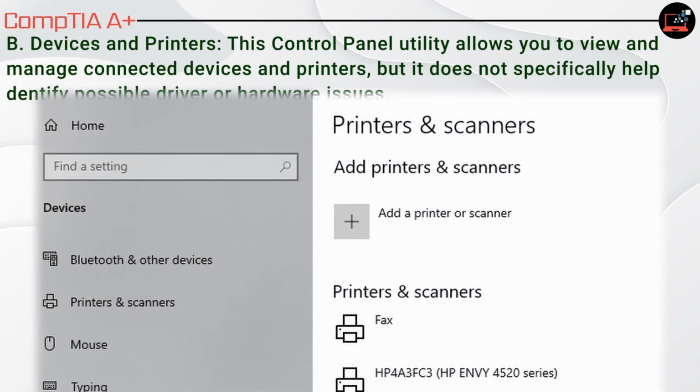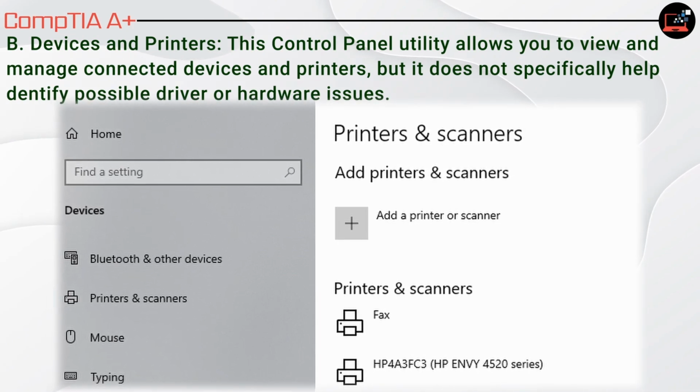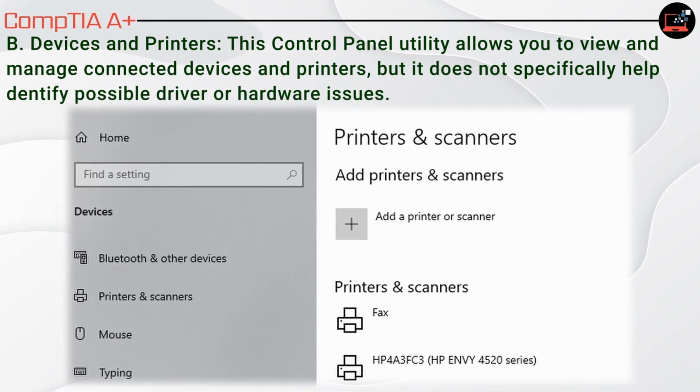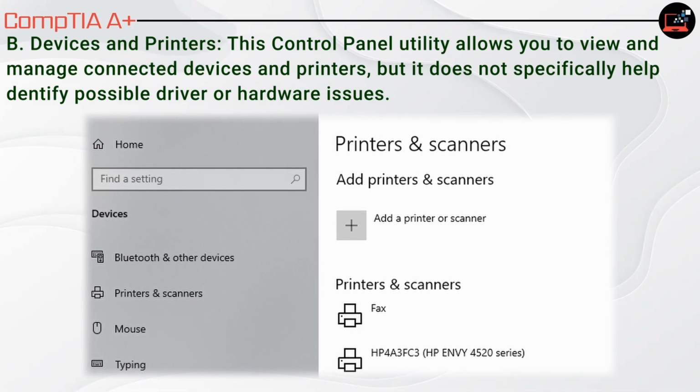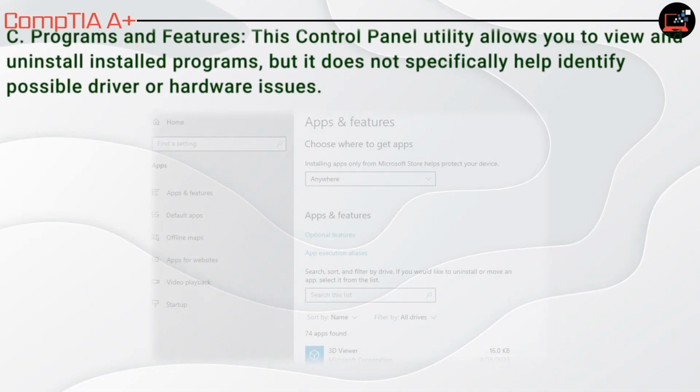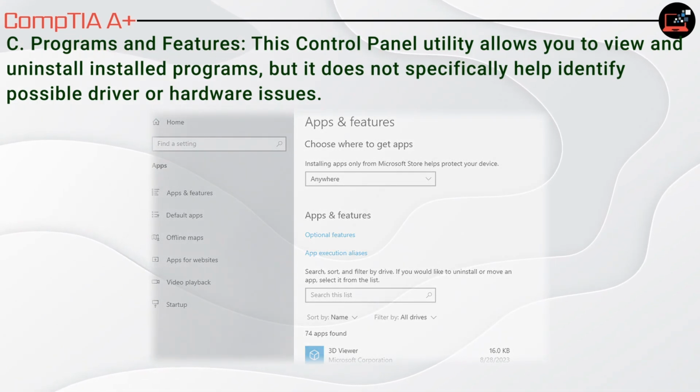B. Devices and Printers. This control panel utility allows you to view and manage connected devices and printers, but it does not specifically help identify possible driver or hardware issues. C. Programs and Features. This control panel utility allows you to view and uninstall installed programs, but it does not specifically help identify possible driver or hardware issues.